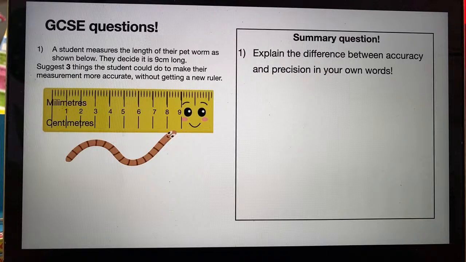There are so many ways to lose marks here. I'm almost excited by how hard this GCSE question is, because it seems really easy, but it's actually really difficult. And your summary question, what I think you should be able to do, is please explain the difference between accuracy and precision in your own words. While you're doing it, I'm going to write down the classic things that people said that were wrong, because I bet you say some of these. I did. I wrote the wrong answer for one of them.